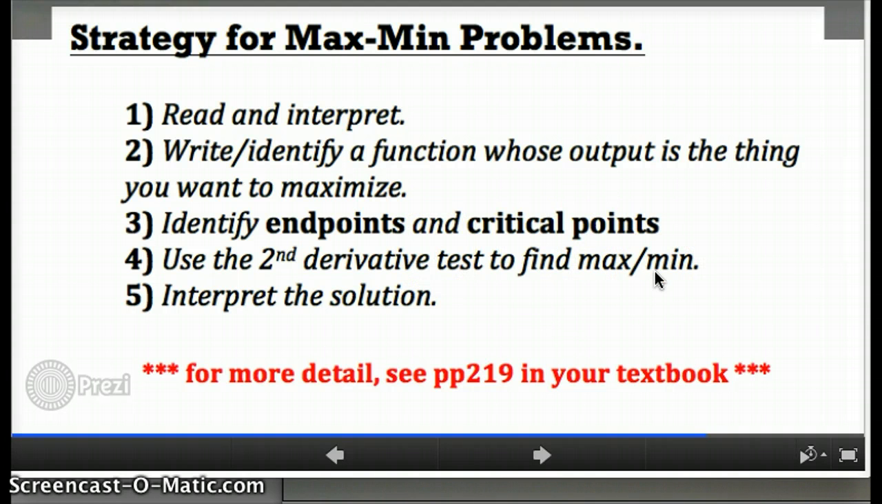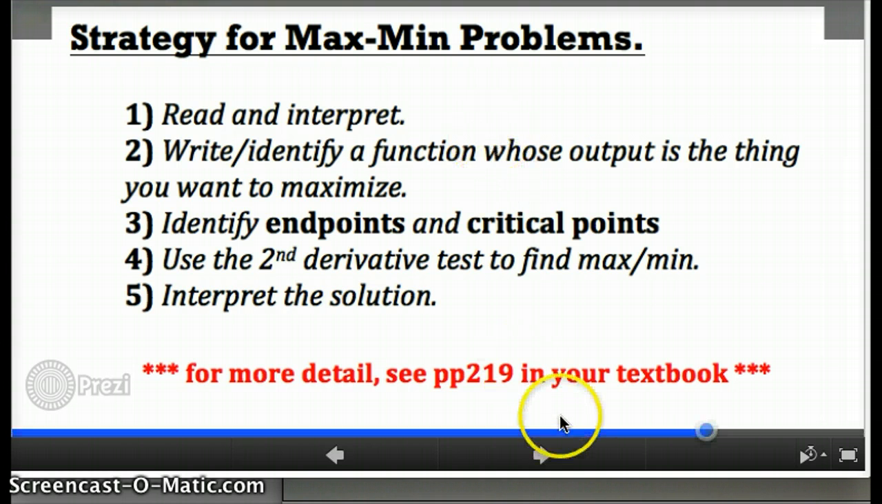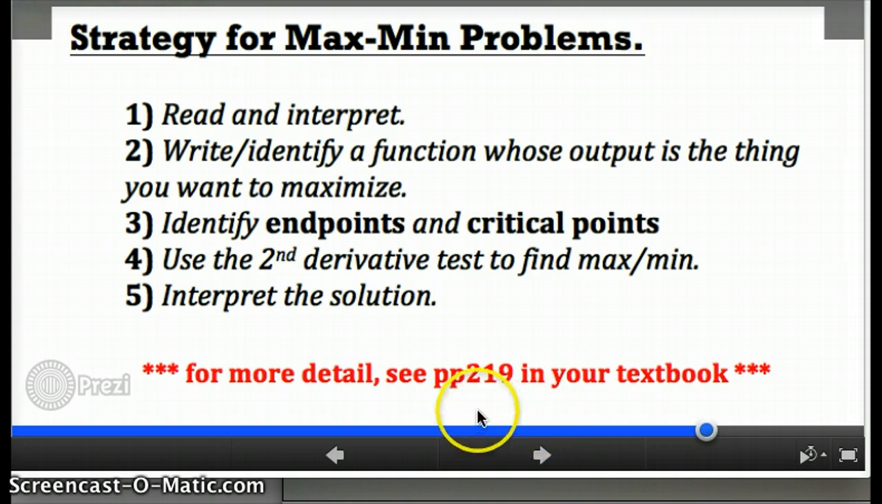min? Last step, which is really important, it's not just there as a matter of fact, is you need to interpret the max and min to make sure that you're actually answering the question that's asked. A lot of times the question is going to be some variation on just what is the max, and you need to make sure that your answer suits the way it was being asked. If you want to hear more about any of these steps, your textbook actually has a pretty good description on page 219, so look there.